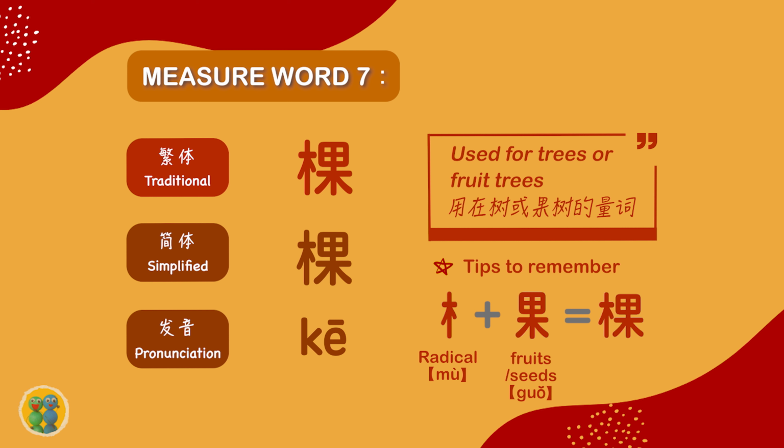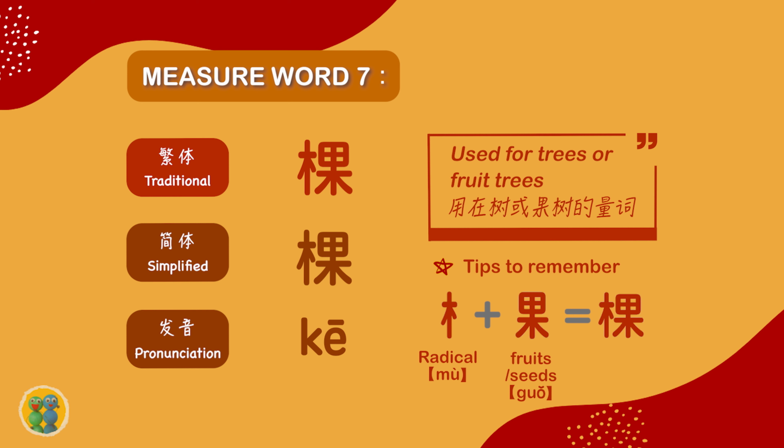So when you see this character, you can think of, oh, the left part is 木 and the right part is 果, meaning fruits and seeds. So this measure word can be used for trees and fruit trees.